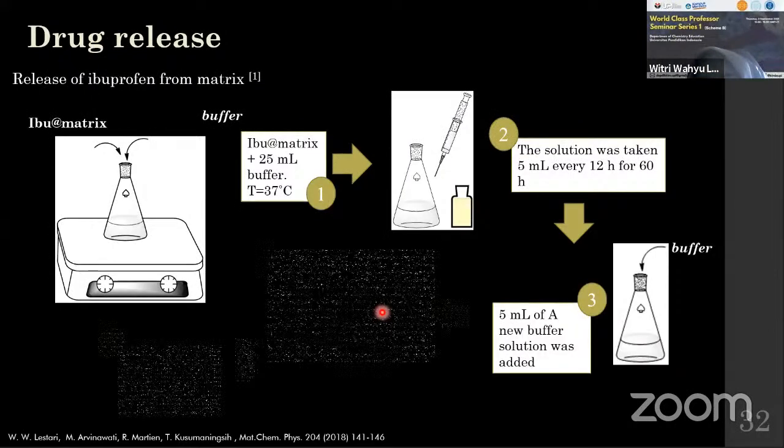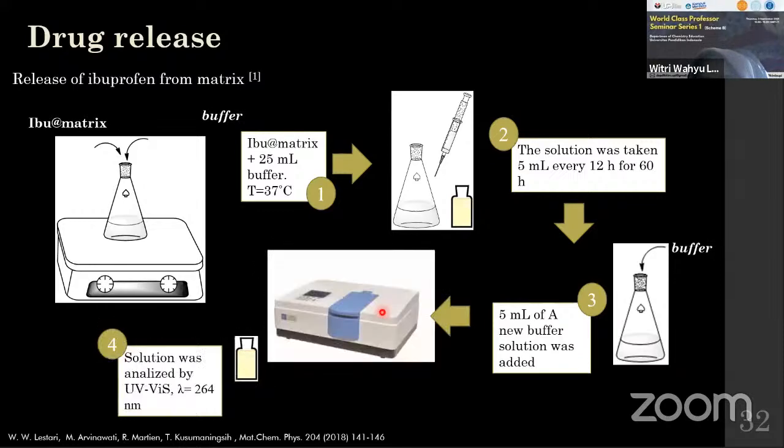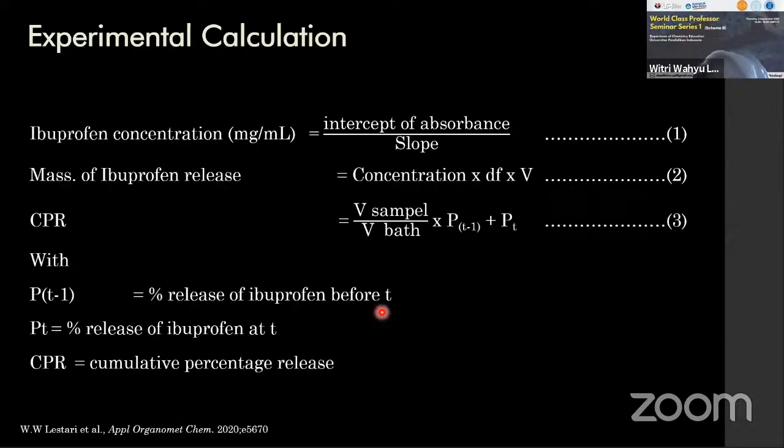And after that, the release study of this drug from the matrix was also studied by taking around 5 milliliters of the solution every 12 hours for 60 hours, and then we make the condition for this system in buffer 7.4 and 5.8, and then we calculate the percent release or cumulative percent release of the drug.